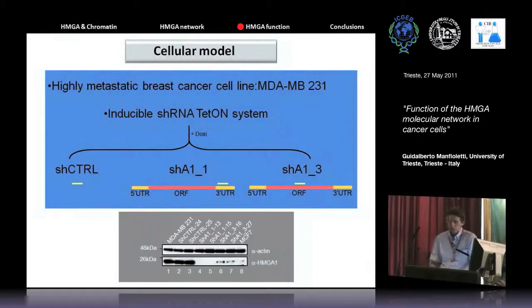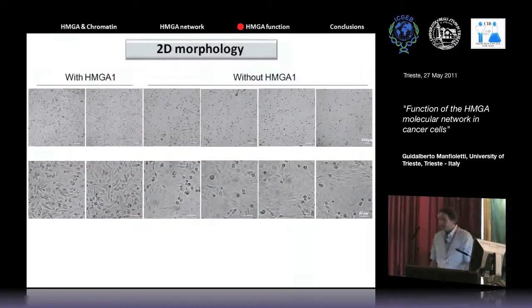These are the control. And then we looked at the morphology of these cells. And as you can see, HMGA1 depleted cells grow more attached one to the others. They grow more regularly, and also they are larger and more flattened compared to the control ones that are growing one over the others. They are more elongated. They have a more fibroblast or mesenchymal aspect.